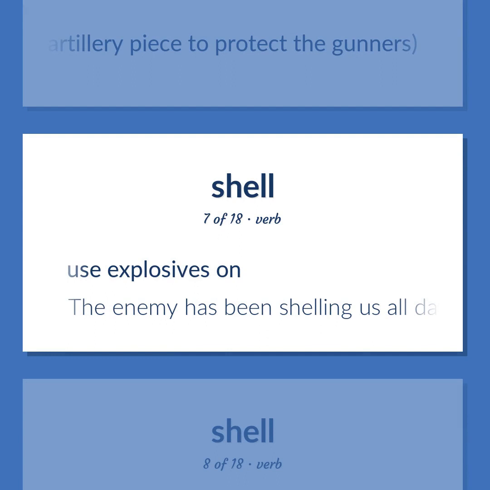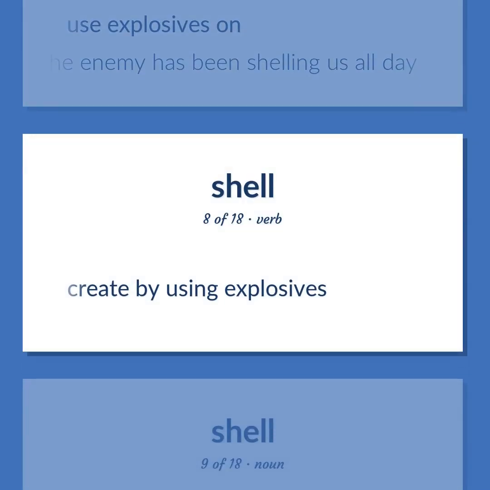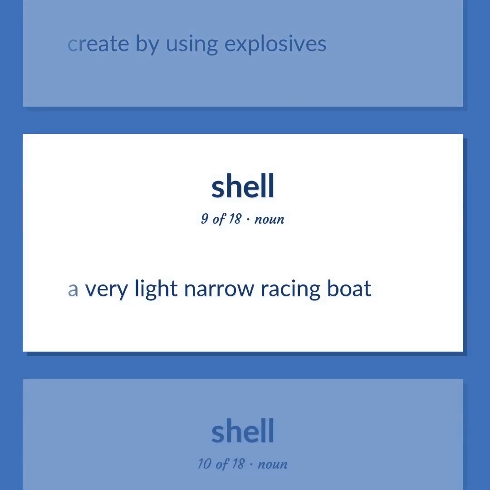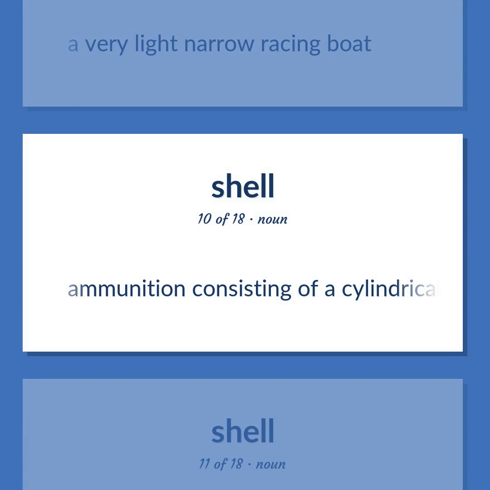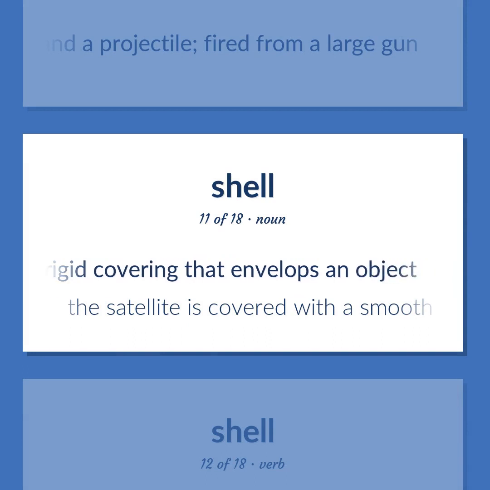Use explosives on. The enemy has been shelling us all day. Create by using explosives. A very light, narrow racing boat. Ammunition consisting of a cylindrical metal casing containing an explosive charge and a projectile, fired from a large gun. A rigid covering that envelops an object. The satellite is covered with a smooth shell of ice.